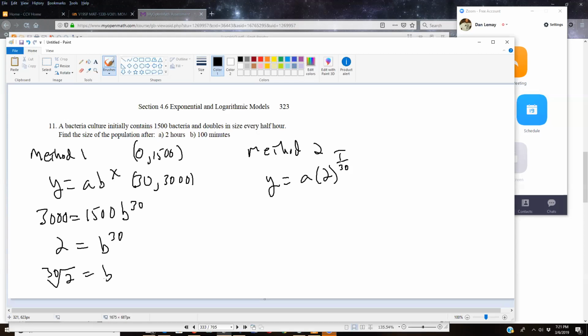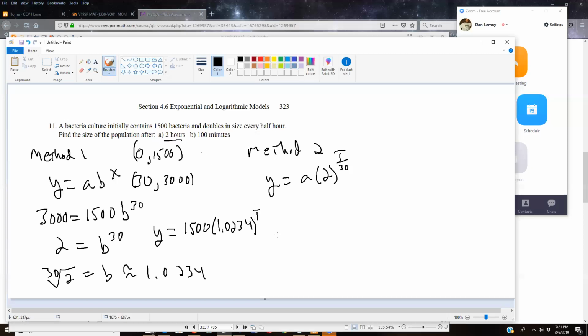And let's see, on my handy dandy calculator, I'm going to do 2 raised to the 1 divided by 30 power, right? Rewrite it as a rational exponent. So that gives me 1.0234, I'll go with. So it's about 1.0234. So I've got an equation, y equals 1,500 times 1.0234 raised to some power x or t.